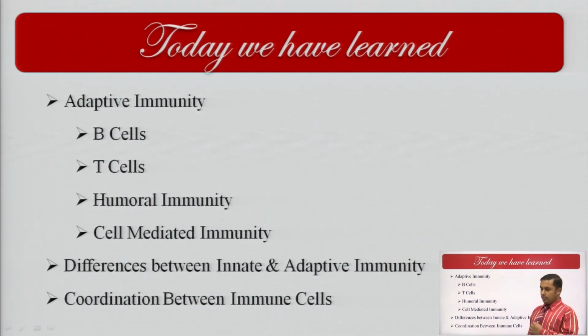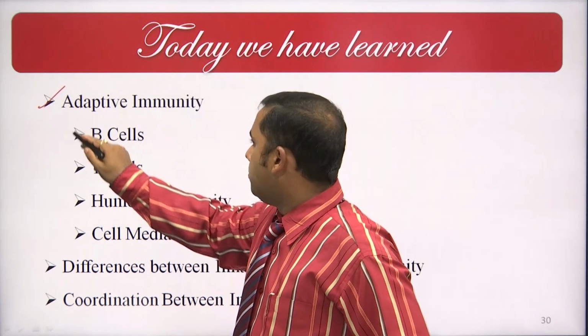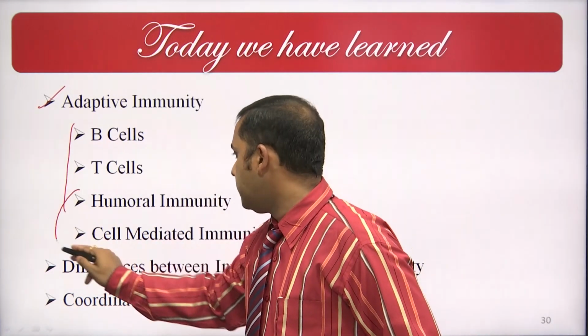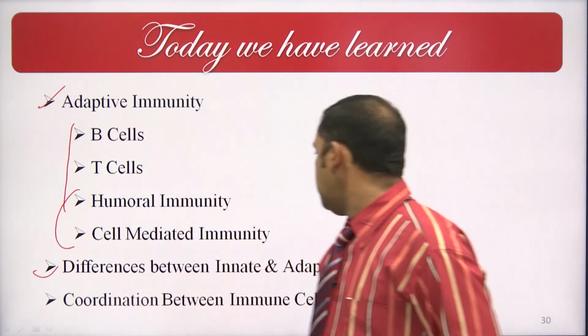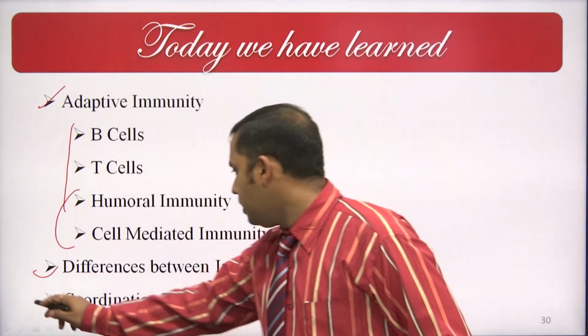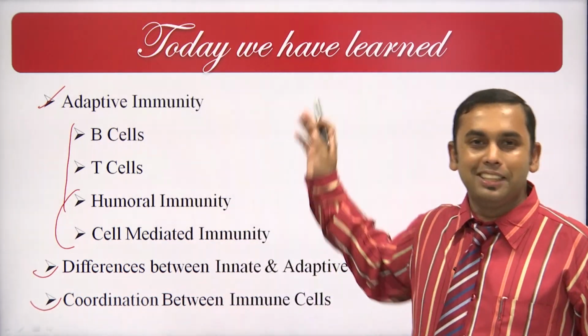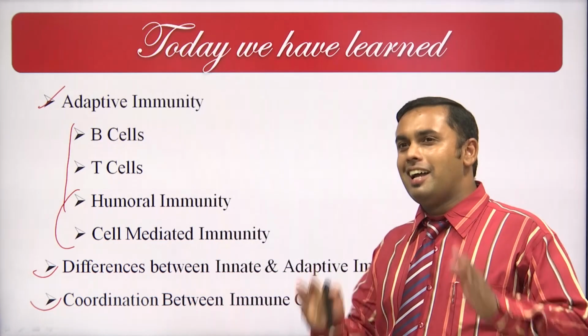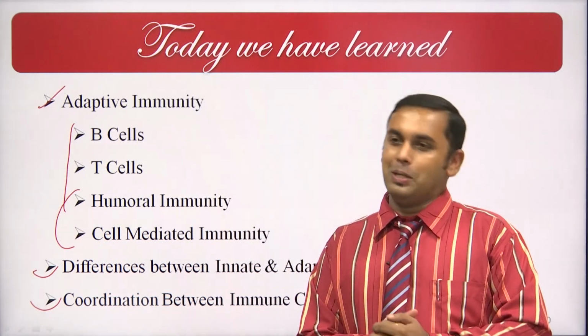With this I will end today's lecture. Today we have learned about adaptive immunity, B cells and T cells, the difference between humoral and cell mediated immunity, and how the cells are coordinated. I hope you are very happy right now after listening to the 2 lectures, and I believe your understanding will be much deeper than before.